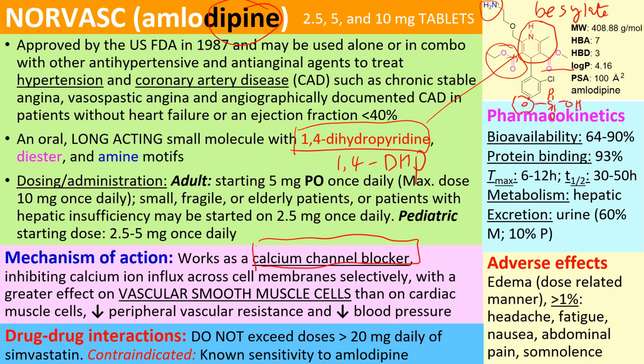This class has a greater effect on vascular smooth muscle cells compared to cardiac muscle cells, whereas the non-DHP calcium channel blockers mainly target the cardiac muscle cells. So in this case, this would lower the peripheral vascular resistance. So this would lower the blood pressure.